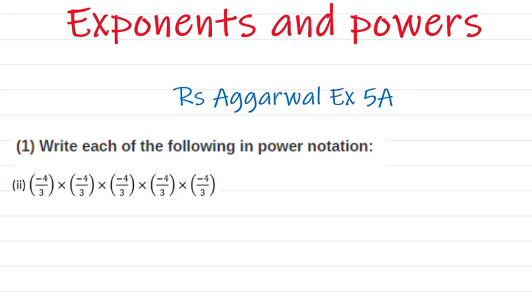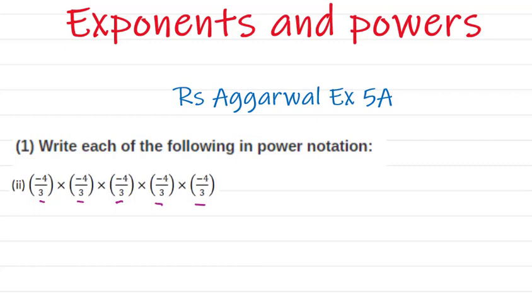Here I've taken a few questions from the chapter Exponents and Powers from R.S. Aggarwal. So this is the first question. Write each of the following in power notation. In the power notation, you can see all the terms have the same number. All are having minus 4 by 3.